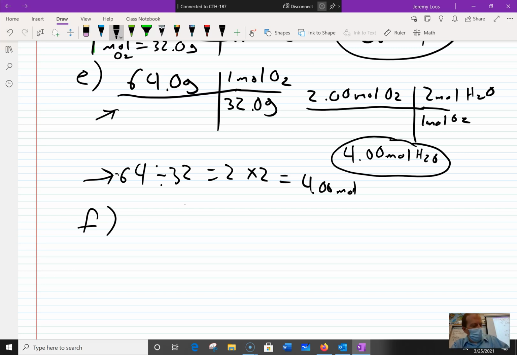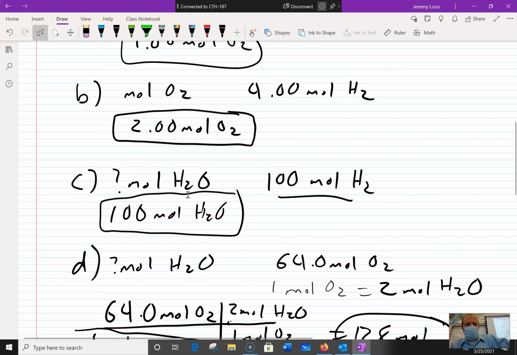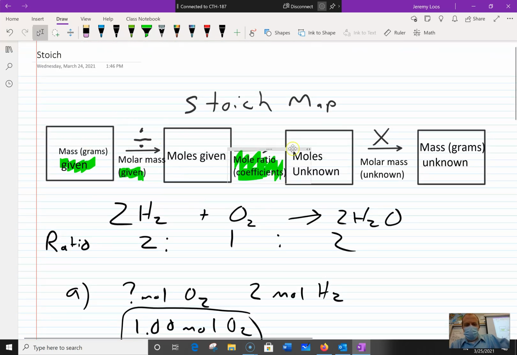Anyway, F, again, seems similar at first glance, but F says how many grams of water are produced from 64 grams of oxygen. This is the classic stoichiometry problem, where you're going from grams to grams. So we're doing this whole thing. We're being given a mass in grams of something. We're going to change that to moles. We're going to think about the mole ratio and go to moles of the other thing, and then use the molar mass of that thing. So this is 3 or 4 steps, depending how you want to look at it. I guess I would call it 3. So we're going all the way across here.